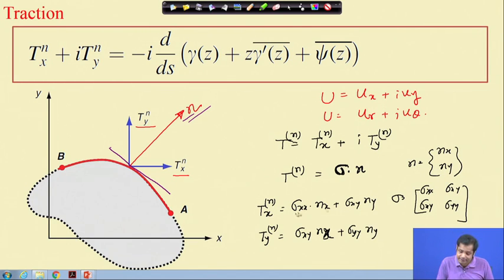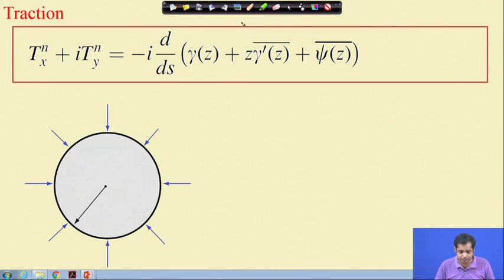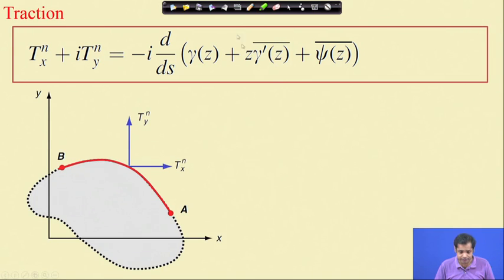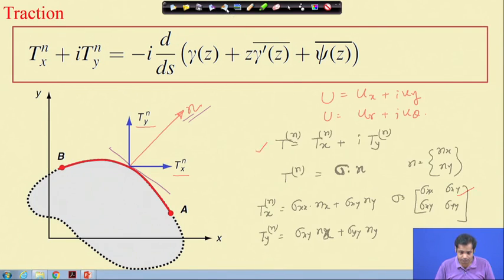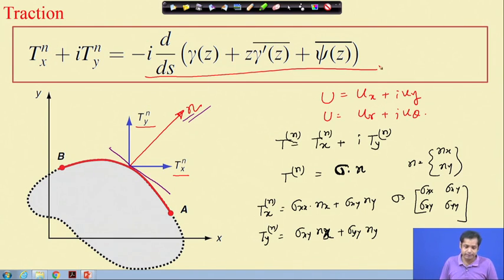Now, sigma xx, sigma xy and sigma yy can be represented in terms of the Airy stress function. Again, the Airy stress function can be represented in terms of this potential, if you recall. Now, if we substitute that potential in this expression, the final expression for traction would be something like this. Okay. Now, this is the final expression for traction.